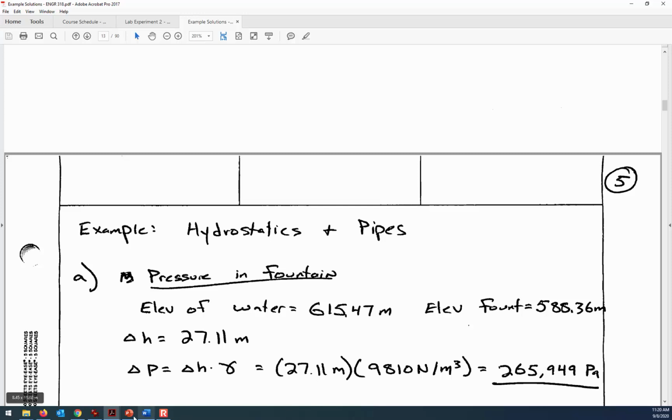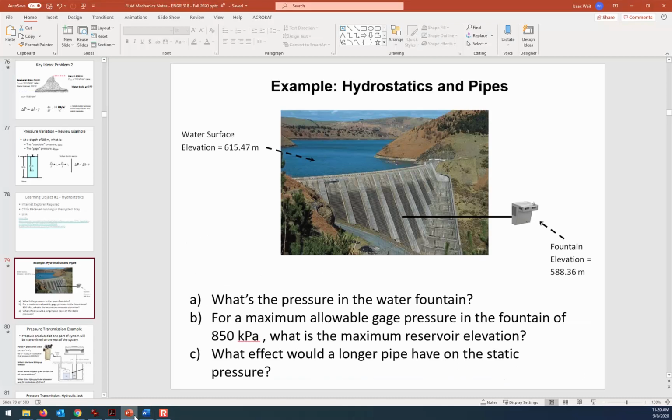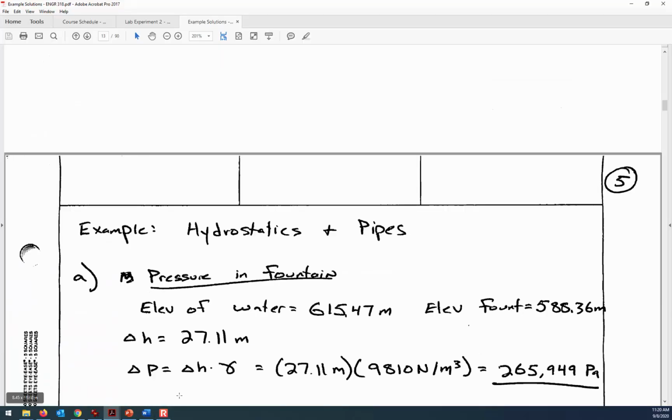All right, part B asked if the pressure can be 850, then what's the maximum elevation? So is it going to be higher or lower than what's described now? If this fountain can tolerate 850, and right now it's only at 265, that means that we can have a much bigger delta H if needed.